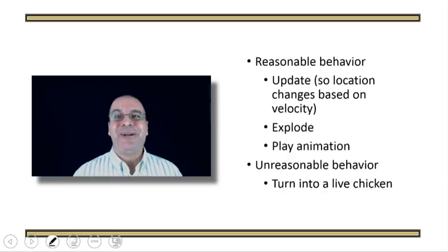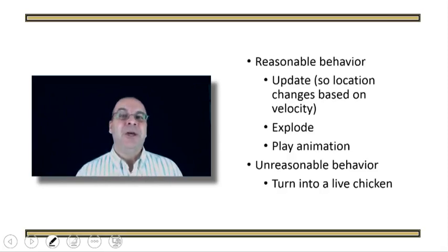Okay, so there are a number of reasonable behaviors that this rubber chicken could have. For example, we're going to want to update this rubber chicken. Remember, we haven't talked yet, but we will talk soon about a game loop where we update the game world so that we update the status of everything in our game world and then we draw it. So we will want to update the rubber chicken periodically, every frame in our game in general, so that the location changes based on the velocity. So we definitely want the rubber chicken to expose an update behavior so that we can change its location as we go along.